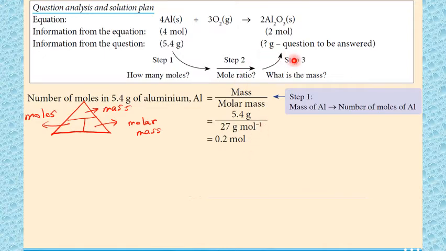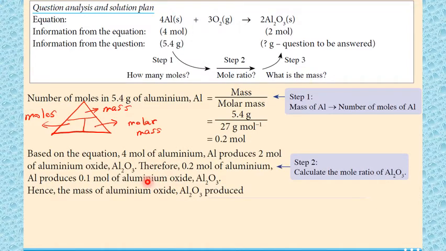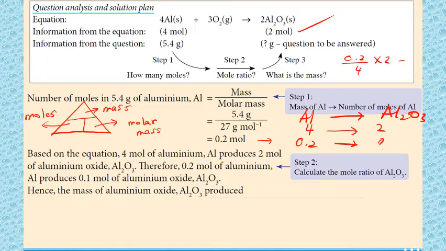Now you have to find the mole for aluminium oxide, then only you can find the mass. As you can see here, the solution is written for you. Let me explain in the proportion method. This is aluminium and this is aluminium oxide. From the equation, 4 moles produce 2 mole of aluminium oxide. So if 0.2 mole, how many mole here? By simple calculation, 0.2 divided by 4 times 2, you will get 0.1. So the answer here is 0.1.